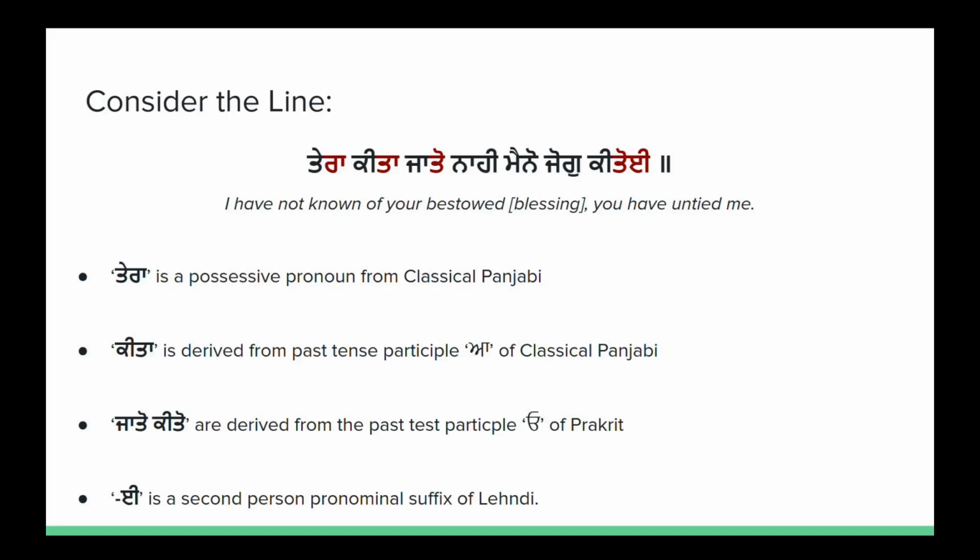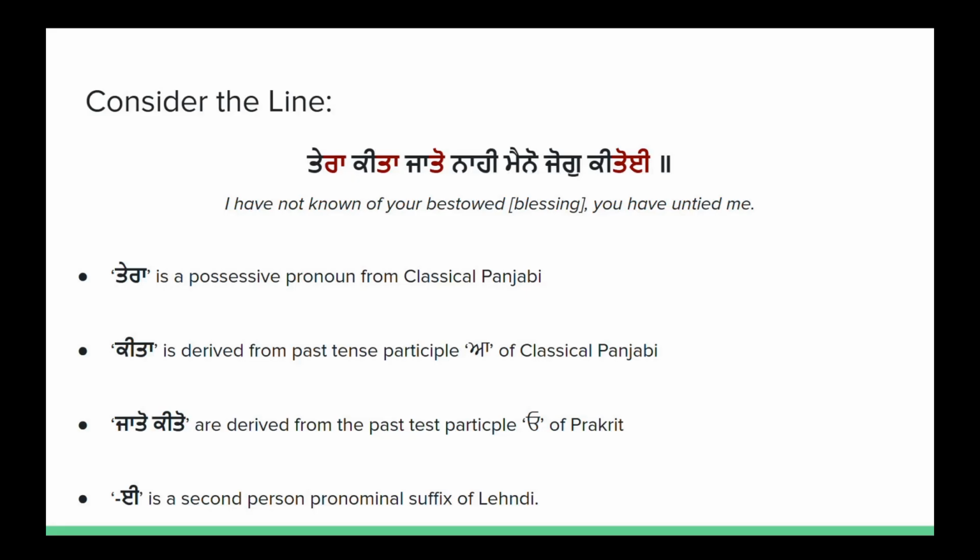And then kita is derived from the past tense participle a in classical Punjabi, right? Kind of how we say kareya, or padya, right. For the past tense, we use anada, kanna, and so just a kanna here is being used in that same way. And we see jato and then kito.